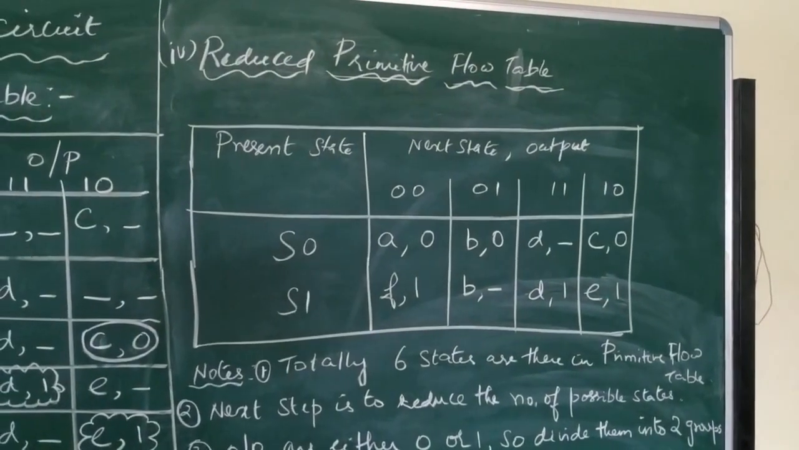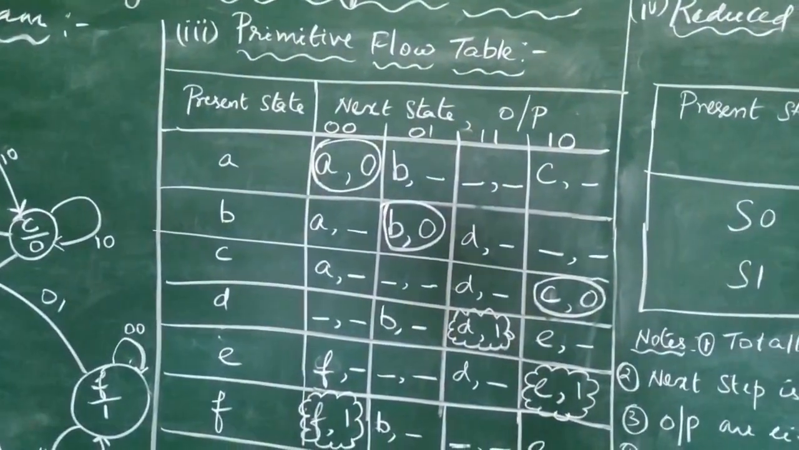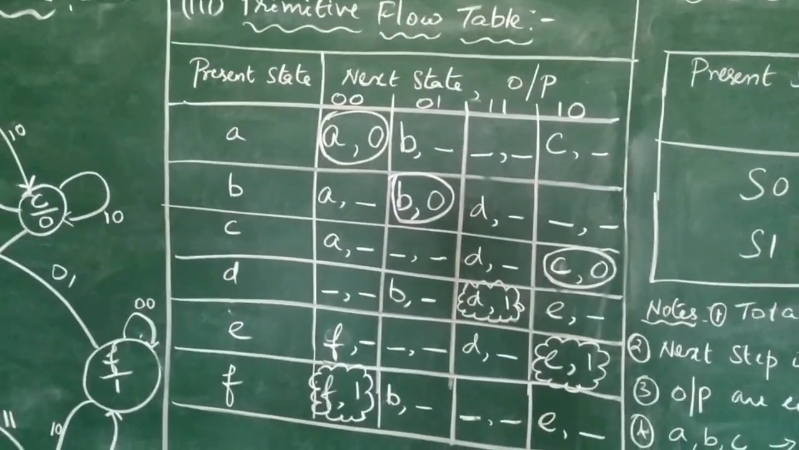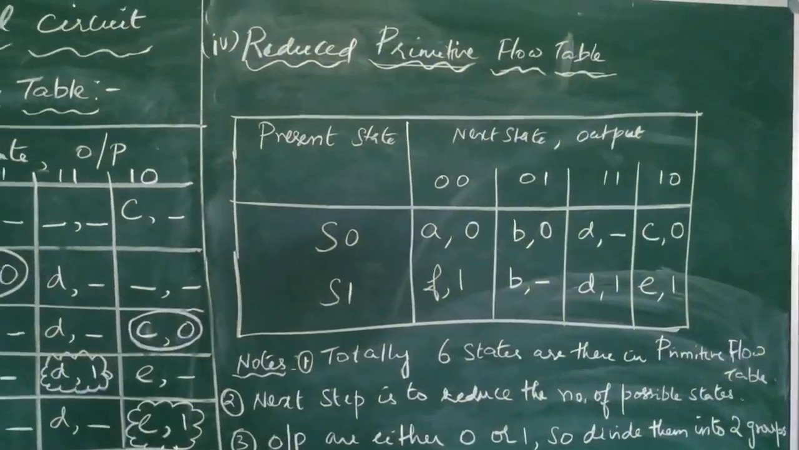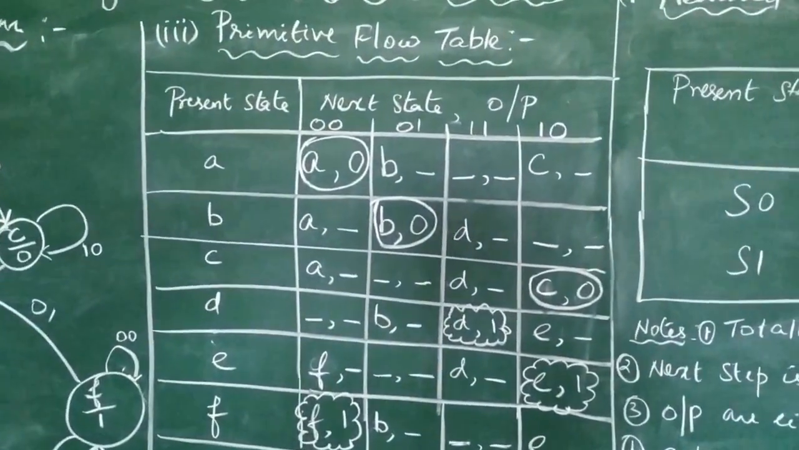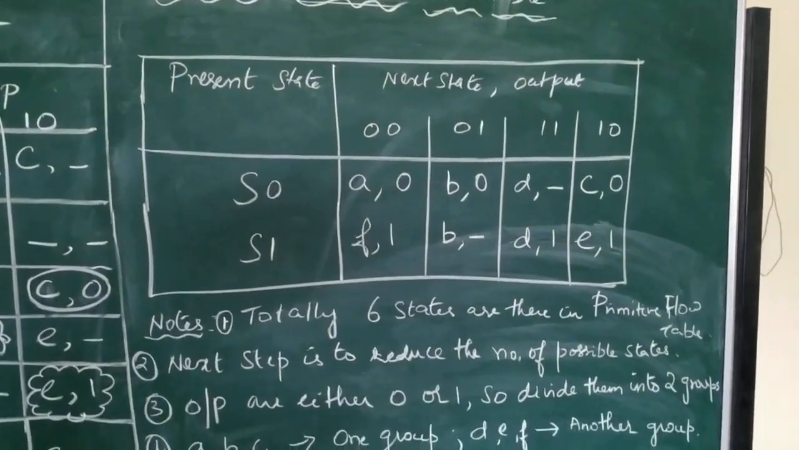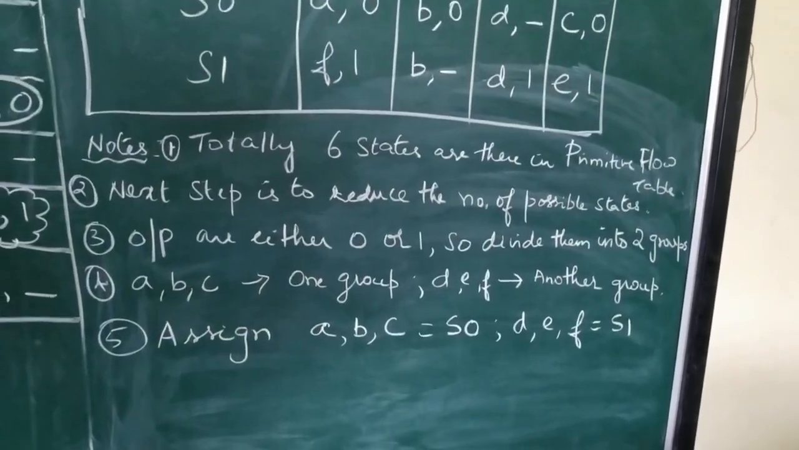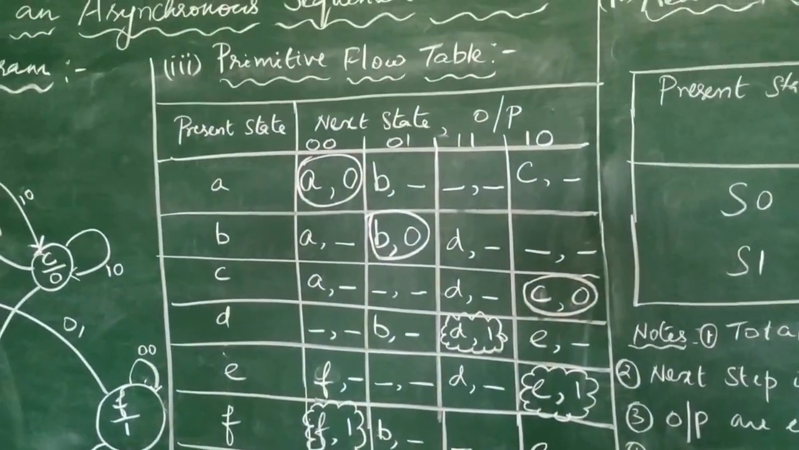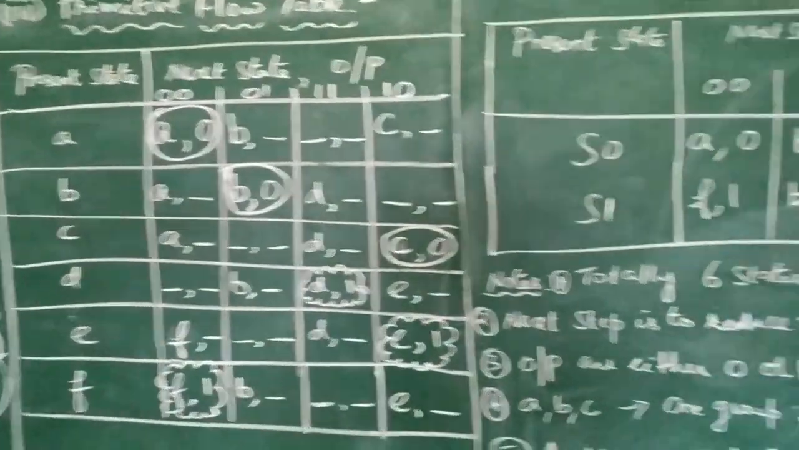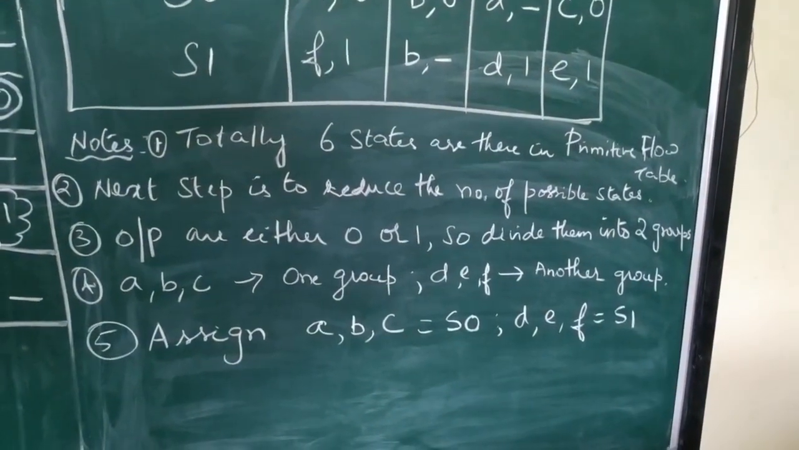So this is the reduced primitive flow table, which is framed from the primitive flow table, that is the previous step. The title itself tells us that the previous step has to be reduced, shrunk. So how do you do that? I have given the notes here. Totally 6 states, from A to F, are present in the primitive flow table, the previous step. So the next step is to reduce the number of possible states.